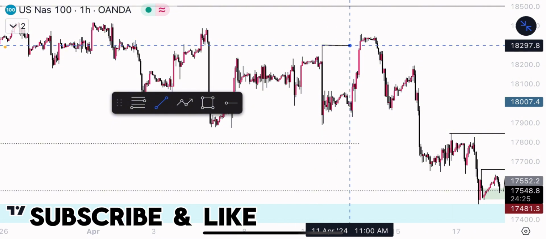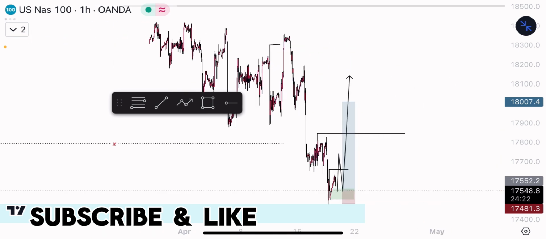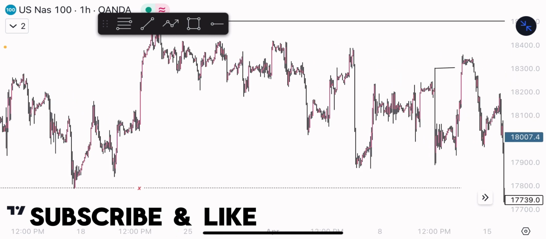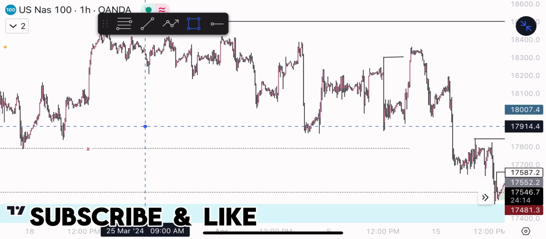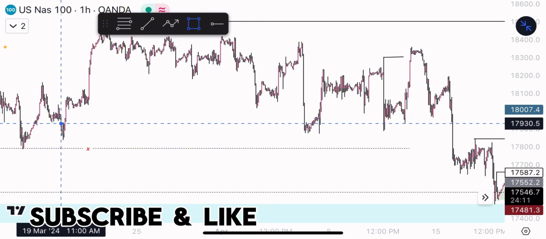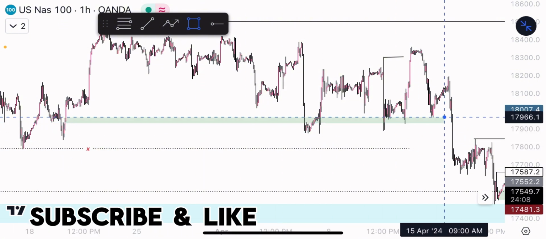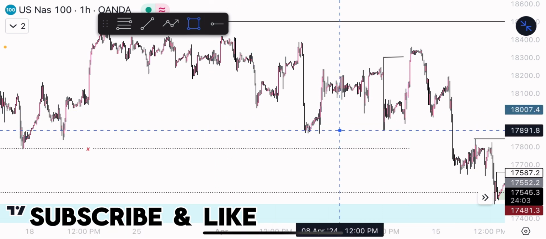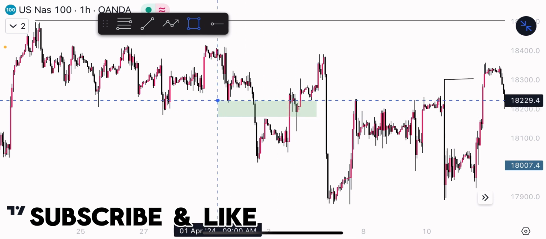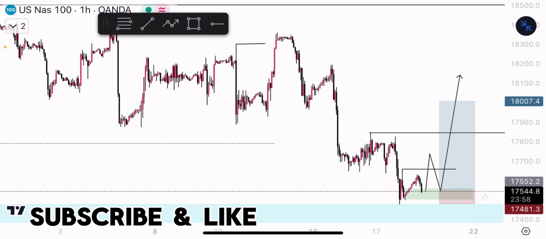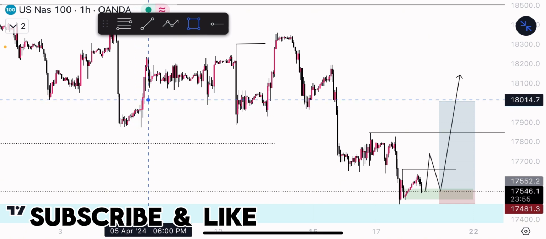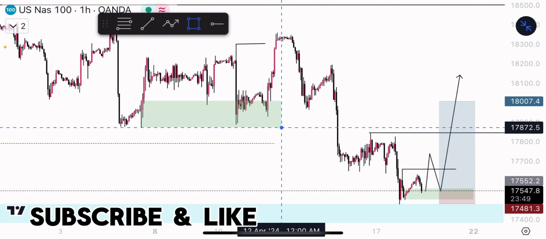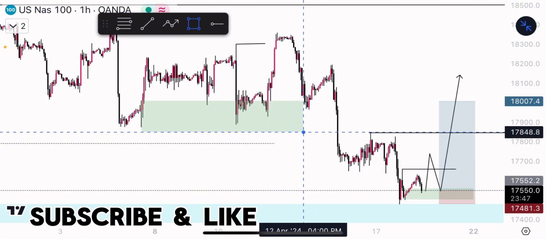So before this happened, there was a zone here. There was a demand zone around this point. Okay, there was a demand area. Not right here. This market was actually in a bearish move until it tapped into the daily demand zone and also changed structure to the upside. This was what happened.